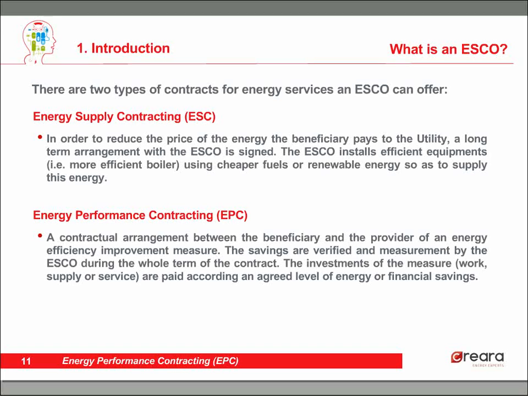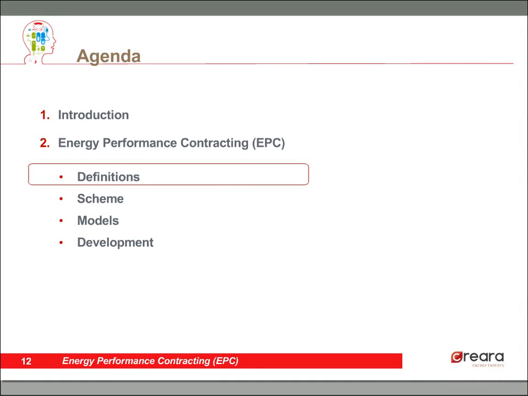The ESCO services, whether it's work, supply of goods, or service provided, are provided according to the level of energy efficiency achieved, and are paid for accordingly. If you achieve better energy efficiency, you would be paid better. Let's get in depth into the different EPC models.